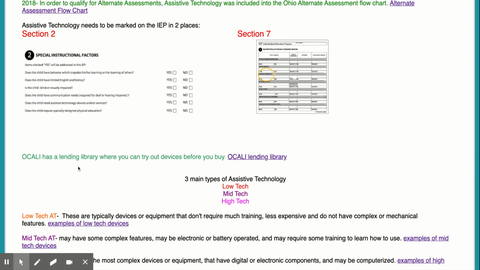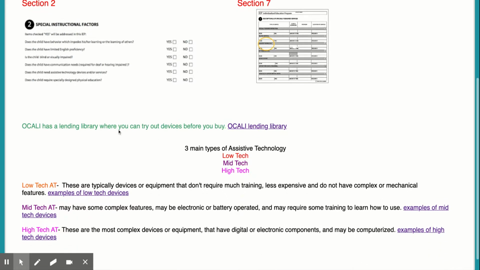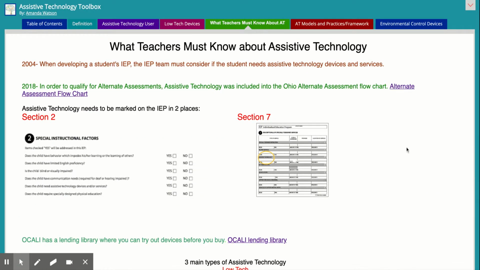And then I also wrote that Ocali has a lending library that you can try before you buy. And they have books and all that other stuff. And I put the link right there for the lending library that they could go right to. And an example of low, mid, and high-tech devices are here. And again, I put a link to low-tech, mid-tech, and high-tech. So yeah, that was there.